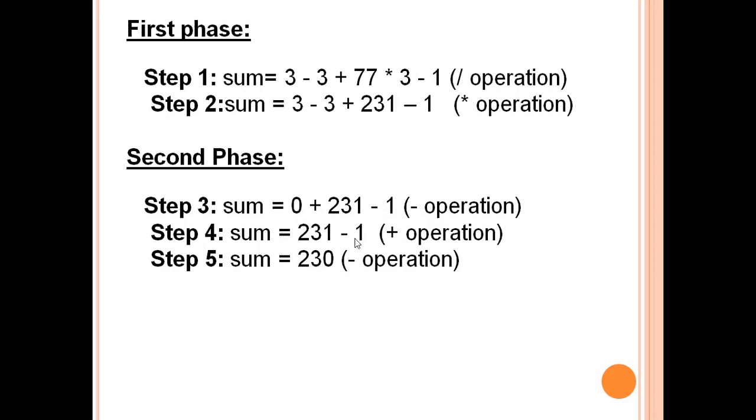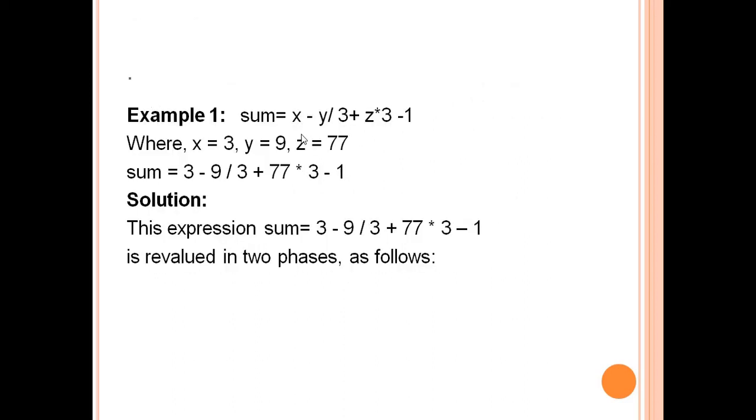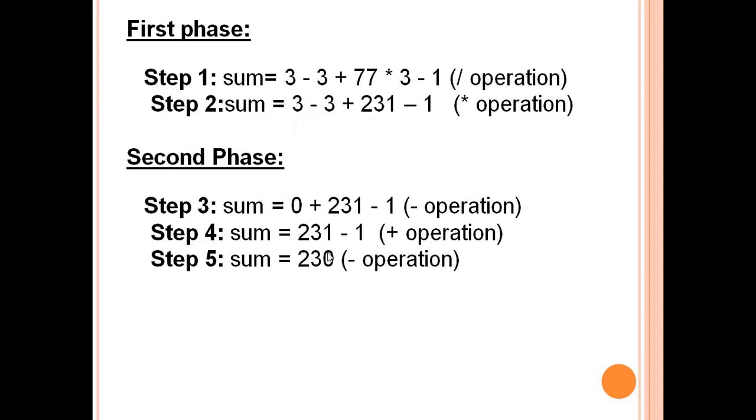Okay, and here finally the minus is having the least priority. So we are evaluating this minus at last. See, the result of 231 minus 1 is 230. So in this way, this expression is evaluated. Okay, and the result is 230.